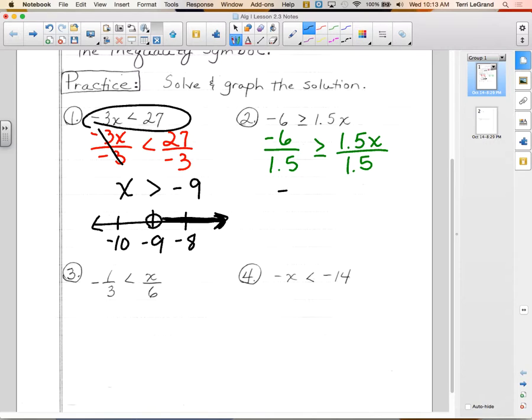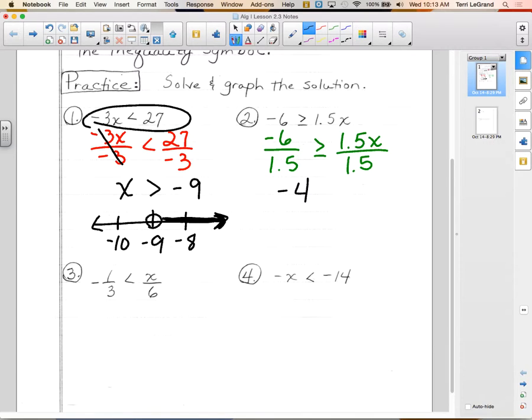It's kind of like saying how many $1.50 are in $6. $1.50 twice is $3. How many $3 are there in $6? 2. So 2 times 2, we got 4, don't we? And a negative divided by a positive is a negative, okay?